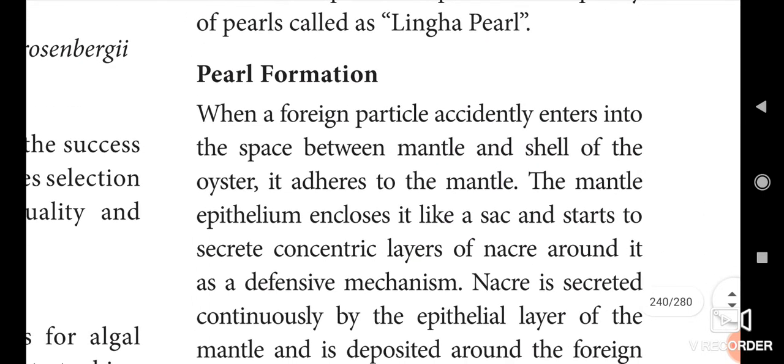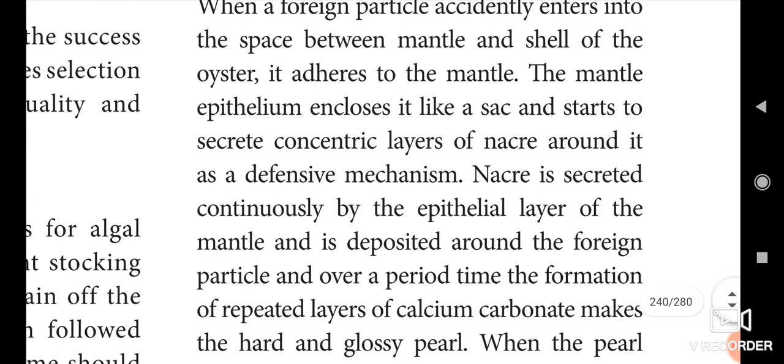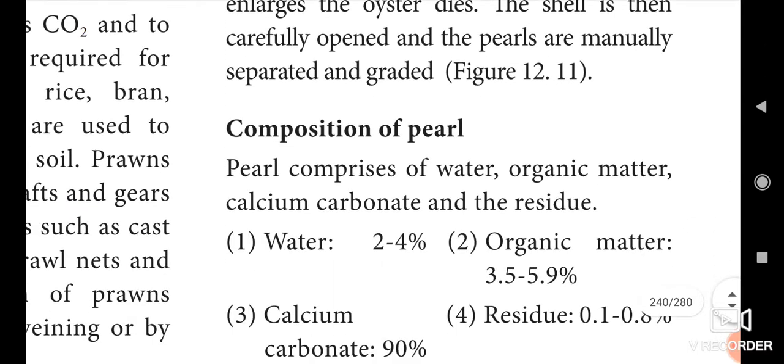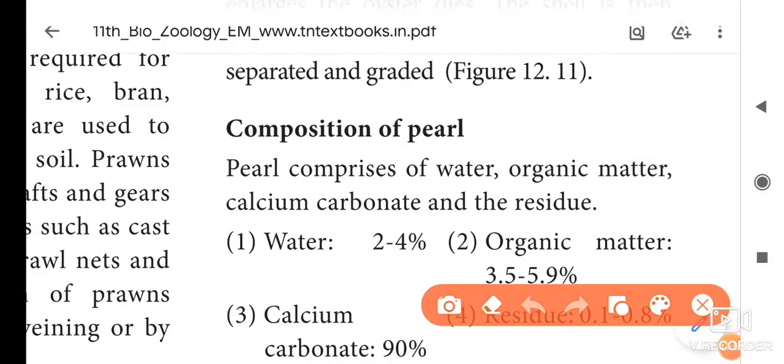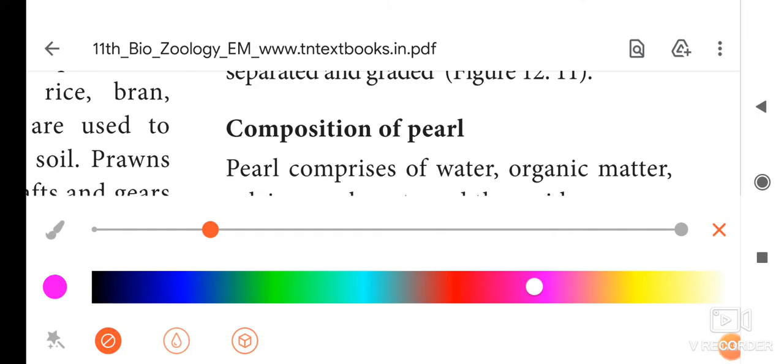Here, already I said, when a foreign particle accidentally enters into the space between the mantle and the shell of the oyster, it adheres to the mantle. Then finally we get the pearl. The next, composition of pearl. Here the pearl comprises water, organic matter, calcium carbonate and residue. What is the composition here?